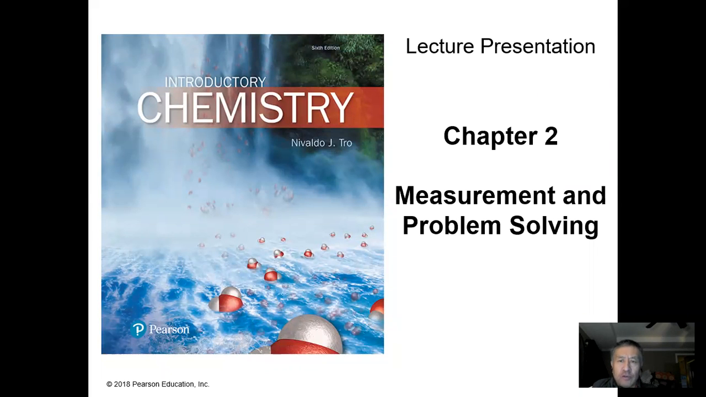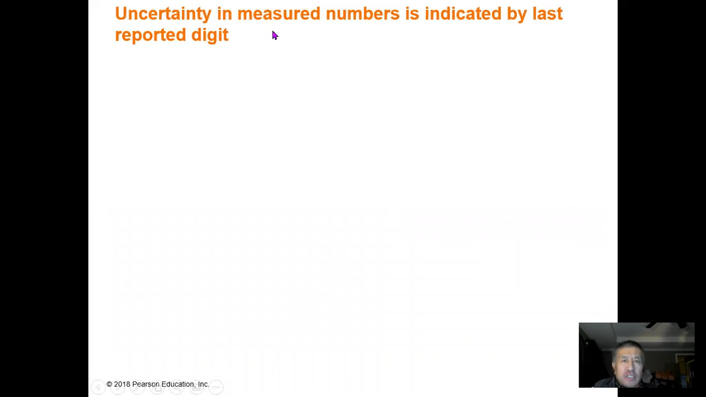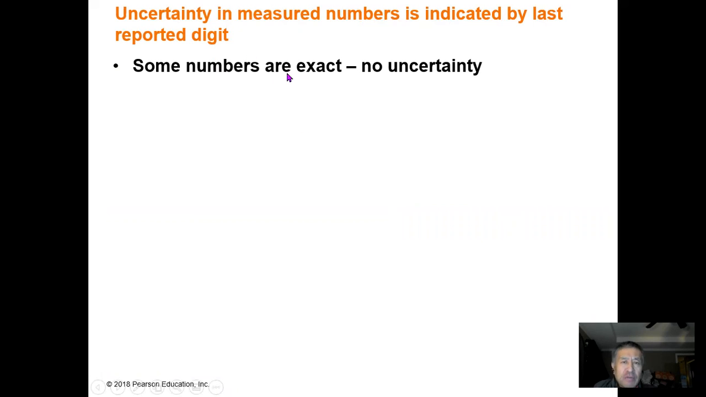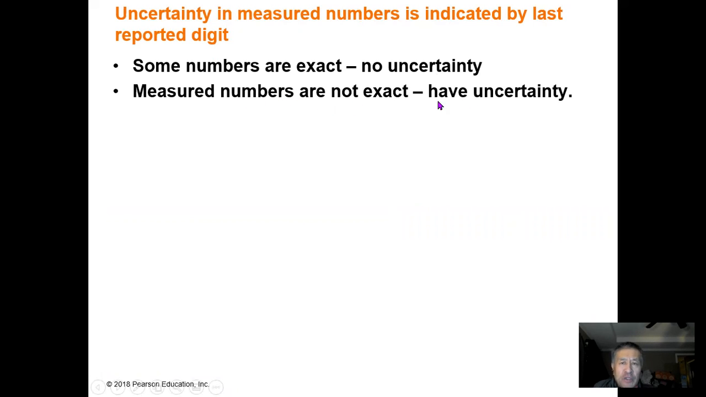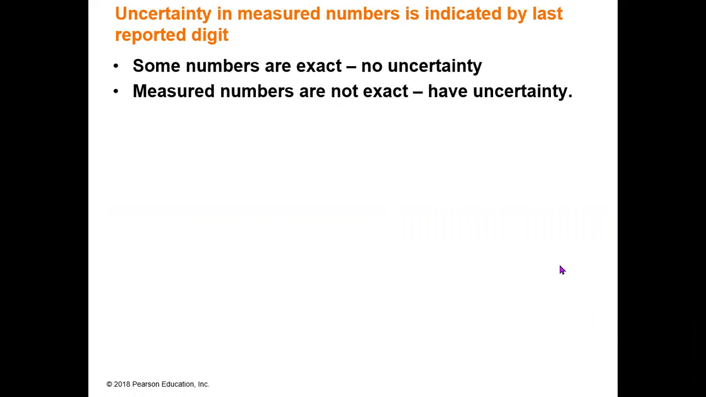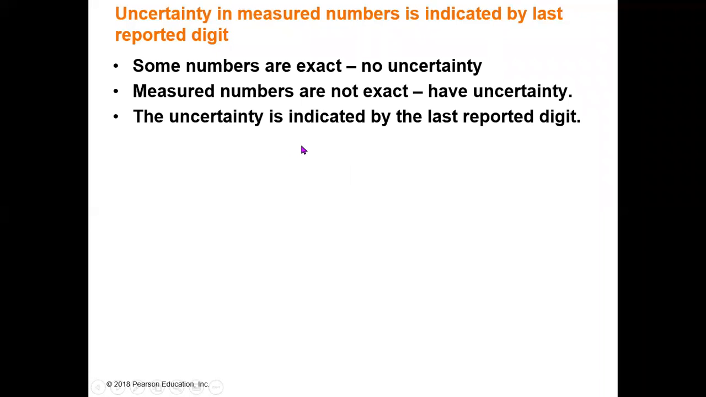Okay, so this is for chapter 2, measurement and problem solving. Uncertainty in a measured number is indicated by the last reported digit. Some numbers are exact; there's no uncertainty for those numbers. Measured numbers are not exact, they have uncertainties. The uncertainty is indicated by the last reported digit.